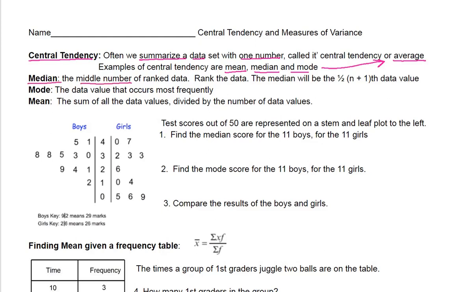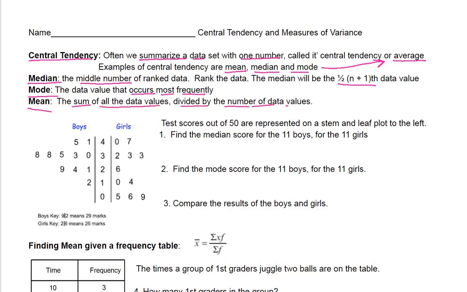Now remember, the median is going to be the middle number of ranked data. We take the number of pieces and add 1 to it and divide by 2. The mode is going to be the piece of data that occurs most frequently. And the mean, of course, we add up the values and then divide by the number of values.